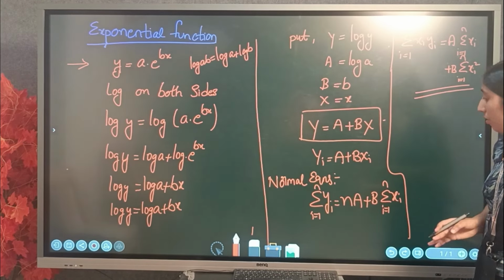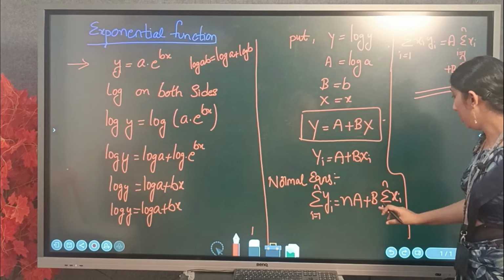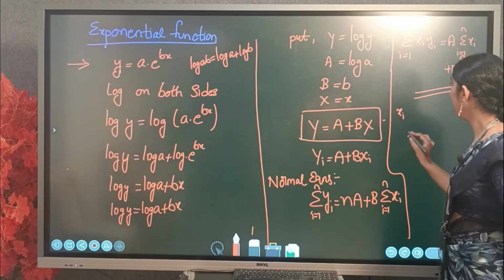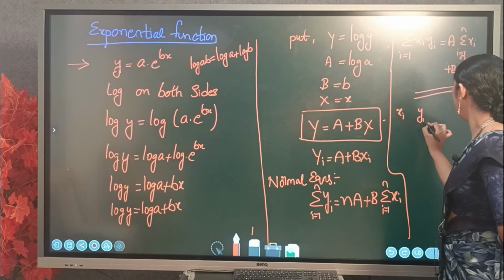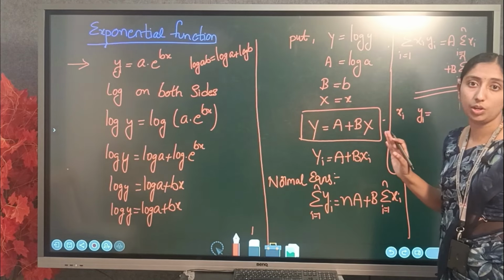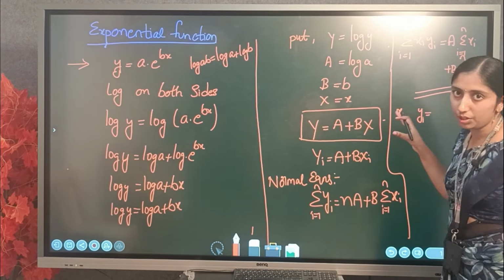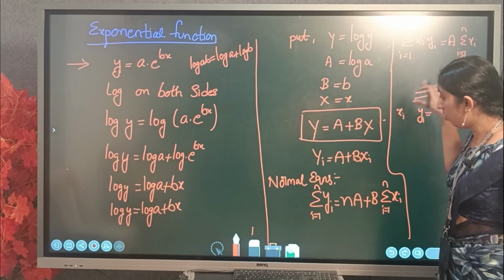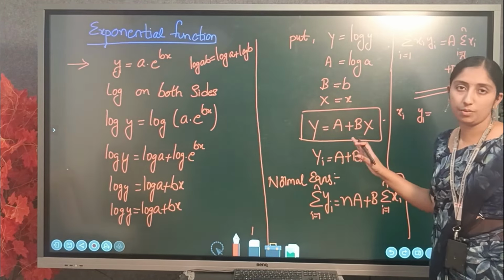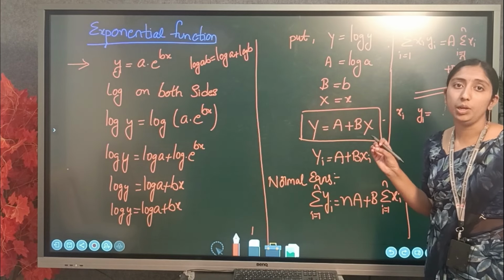For this also you have to construct a table. What are those? You have to construct xi, and in the same way yi. So yi means you have to place capital Y is equal to log y. In that procedure you have to construct a table and place all the values in these two equations. Then you have to solve these equations to get the values of a, b.